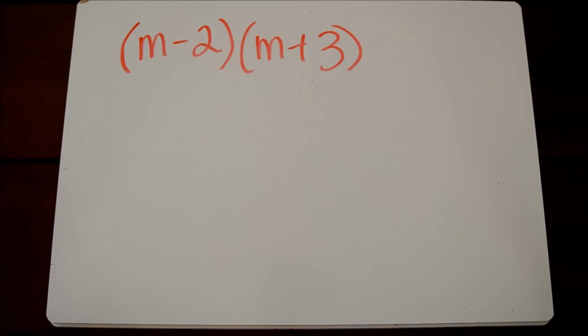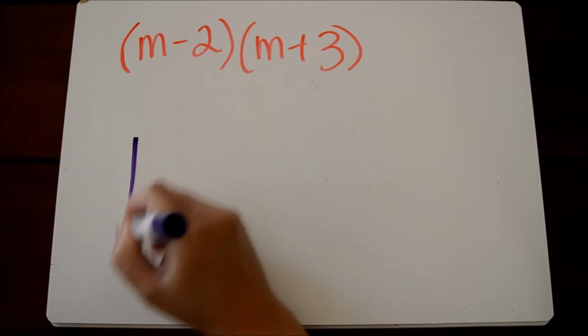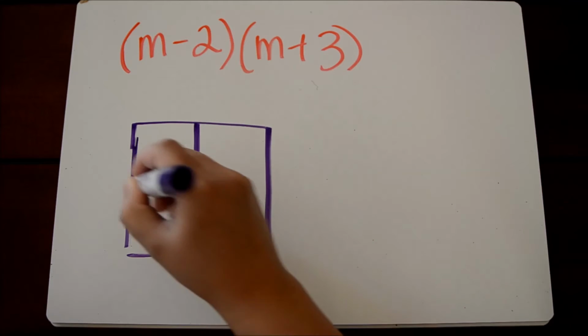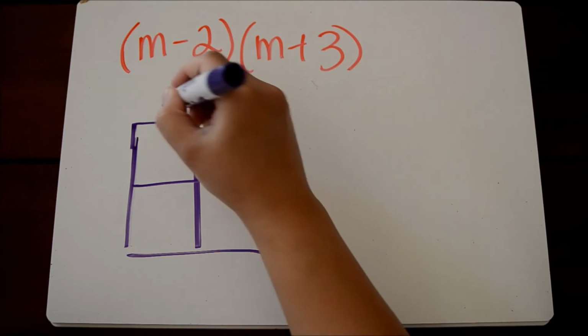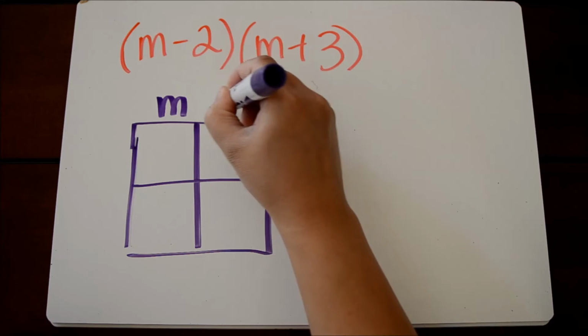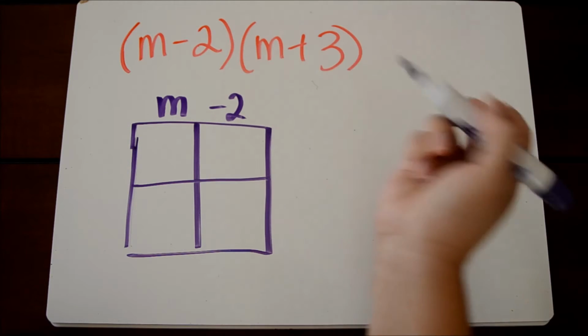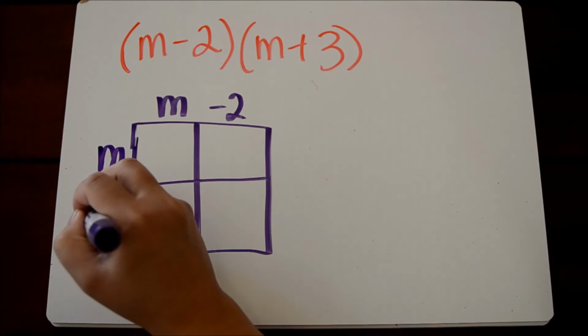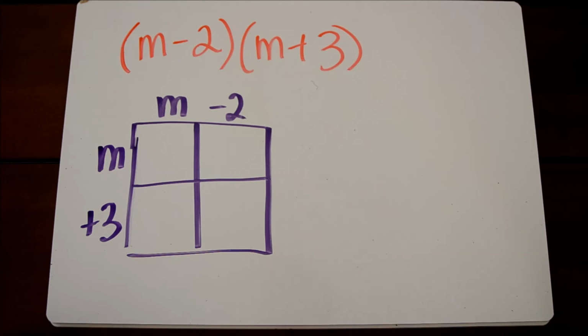So here we have two binomials being multiplied, m minus 2 and m plus 3. The first method I'm going to show you is called the box method, and this is very similar to Punnett squares in science. So here we're going to write the first binomial along the top, keeping in mind that you need to keep the signs with the numbers. And here we're going to write the second binomial along the side.